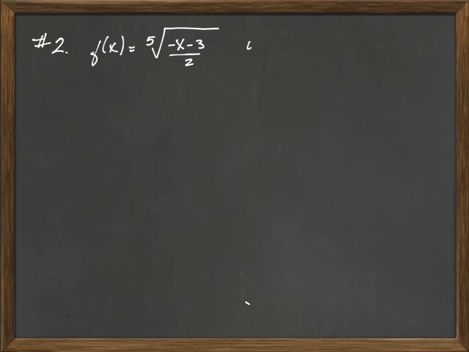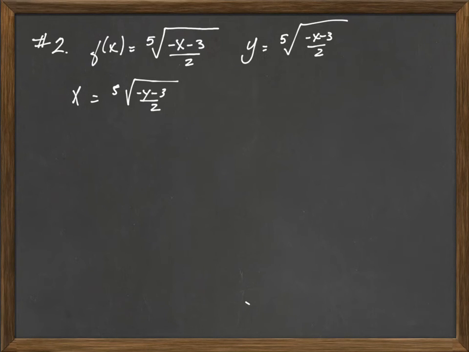So we'll say y equals the 5th root of negative x minus 3/2. So x is the 5th root of negative y minus 3/2. The first thing you have to do is get rid of this 5th root. And how do you get rid of a 5th root but to raise it to the 5th power? Got to do it on both sides. So you get x to the 5th is equal to negative y minus 3/2.